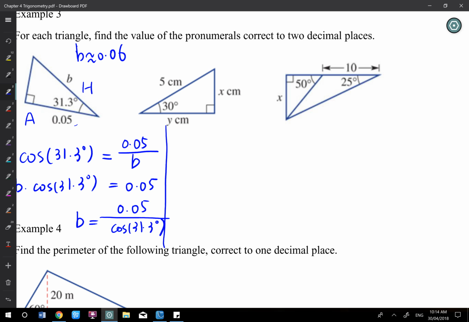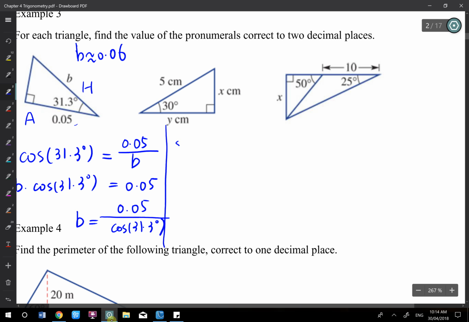X, y, and 5. You have 30 degrees. We can see if you have x and y, they are opposite and adjacent. That's a tangent. But I can't solve out anything if I set up x and y in one equation. If I said tangent 30 equals x over y, then what can I solve? I can't solve out anything. So I need to put x and 5 together and y and 5 together.